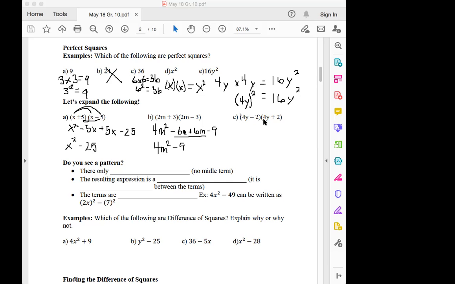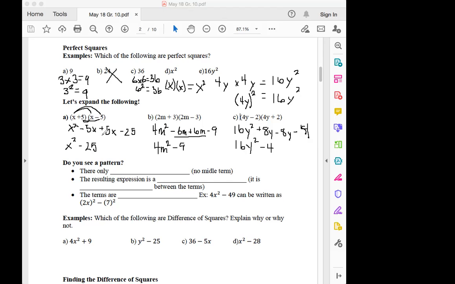And then we've got 4y times 4y, which is 16y squared. 4y times 2 is 8y. Negative 2 times 4y is negative 8y. And negative 2 times 2 is negative 8, or negative 4, sorry. Again, we put our like terms together and we're left with 16y squared minus 4.